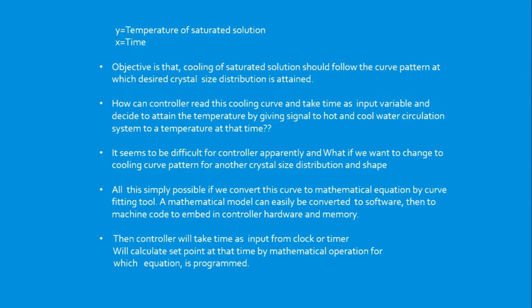This is not simply possible, but in one way it becomes possible if we convert this curve to a mathematical equation by the curve-fitting tool. A mathematical model can easily be converted to software, then to machine code to embed in the controller hardware and memory. If we do this, then the controller will take time as input from a clock or timer and will calculate the set point at that time by mathematical operation for which the equation is programmed.